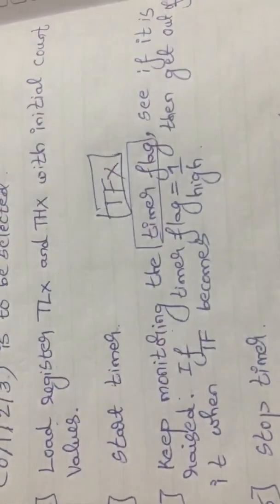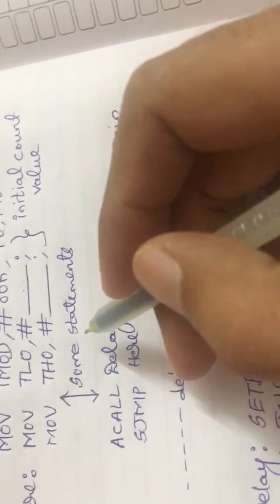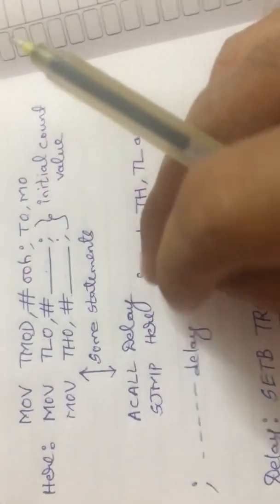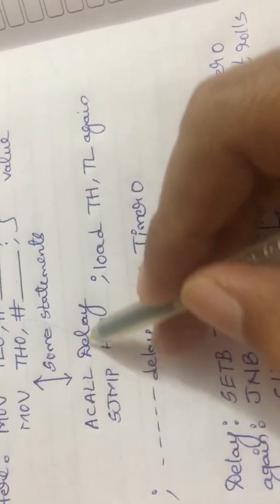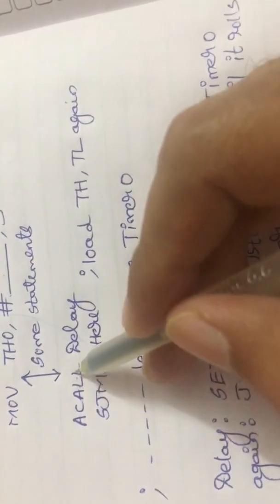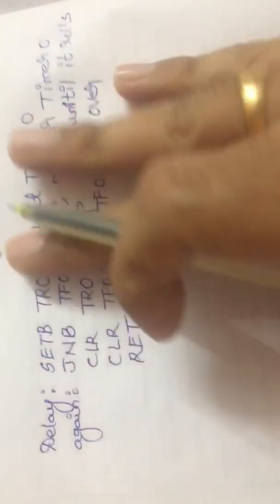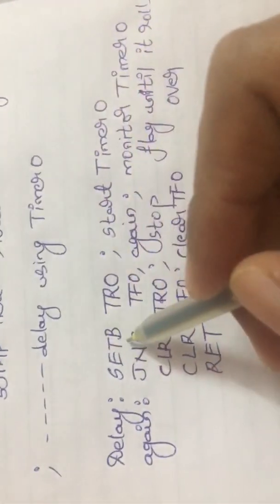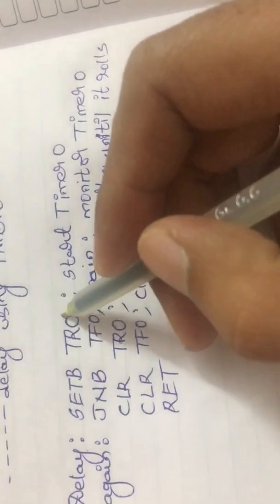Then after doing so, we have to start the timer. So how to start the timer? Timer is nothing but inserting some delay inside this particular program. For that I am writing the instruction called ACALL DELAY. When this instruction is encountered, the flow will be given to the delay program directly. So in delay, we have to start the timer, right? Starting the timer takes place with the help of the TR bit.